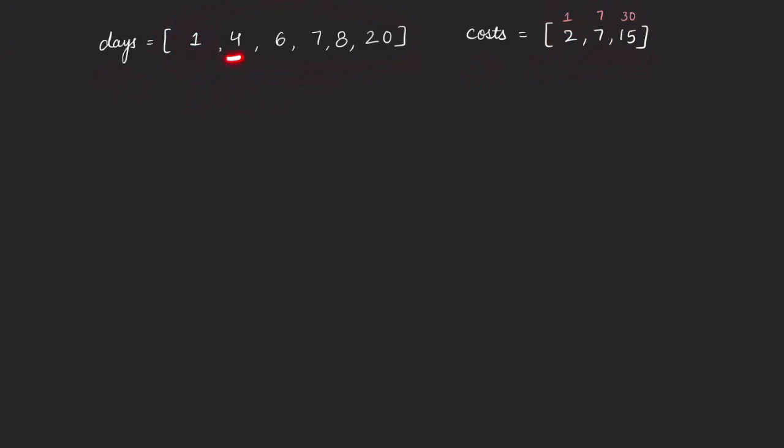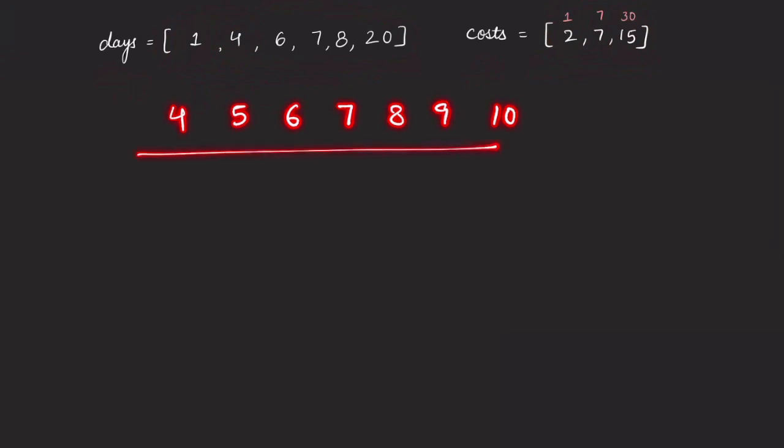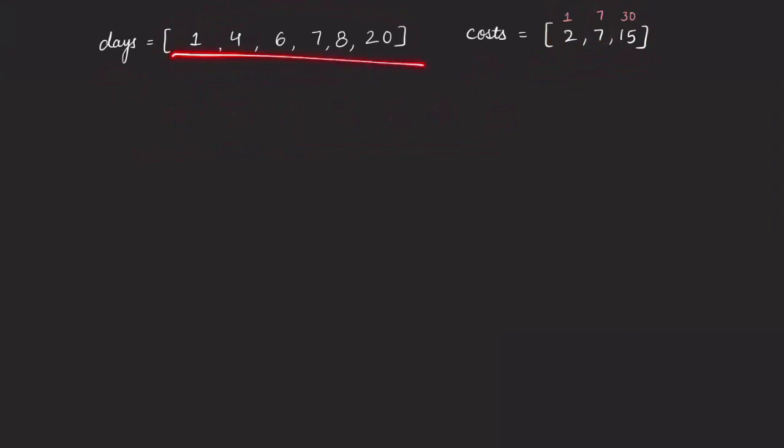Next I need to travel on day four, so for day four I will have to buy another pass. Let's suppose on day four I buy a 7 day pass for $7, then I can travel for 7 days with this pass. If I bought it on day four, that covers days 4, 5, 6, 7, 8, 9, 10. These are the 7 days for which I can travel with this pass. So we need to identify the minimum number of dollars that we need to travel on each of these days. How to solve this?